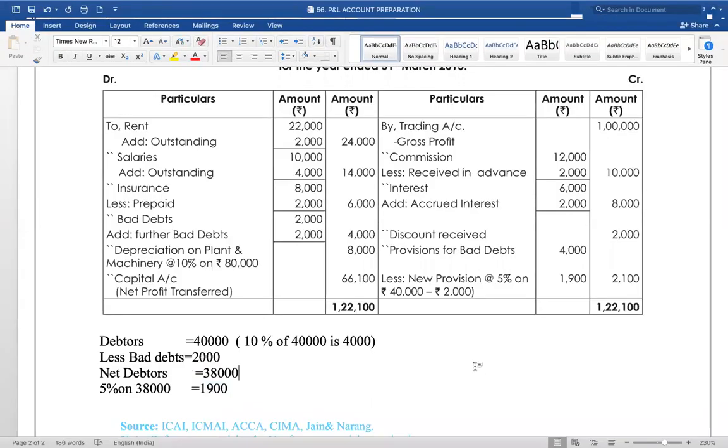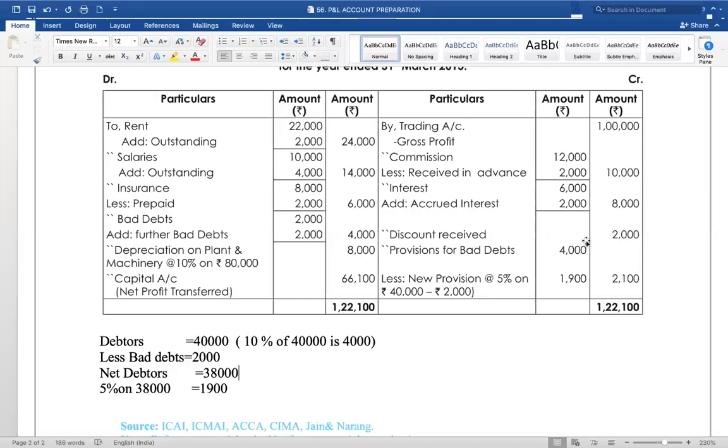Right. Okay. So 19,000. Look at this. Provision for bad debt 4,000 less new provision at 5% on 38,000. How do you get this? 40,000 minus 2,000, 38,000. On 38,000, 5% is 1,900. Okay, 1,900.